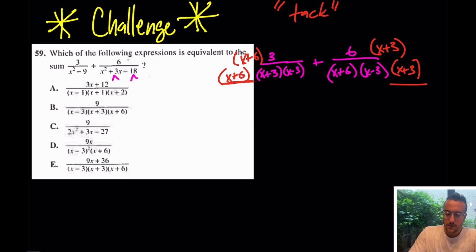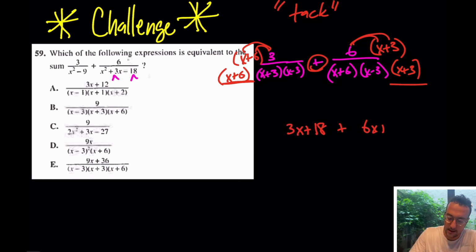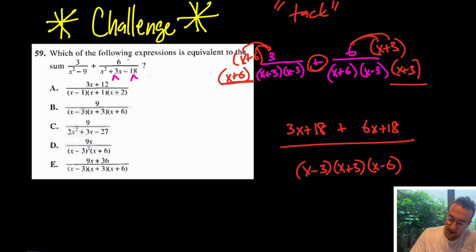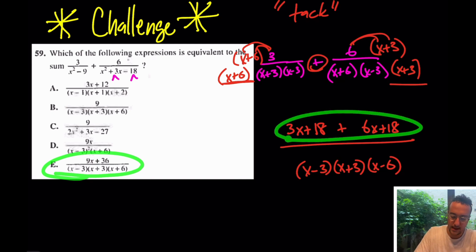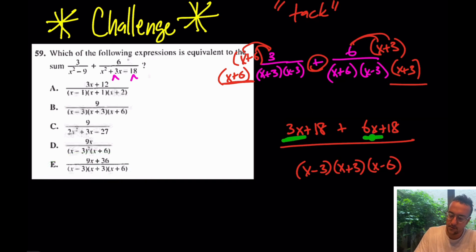In that case, we're just about to be done. We'd have these common denominators, so now we can add, really, this 3 distributing in, this 6 distributing in. We have 3x plus 18 plus 6x plus 18 all over x minus 3, x plus 3, x minus 6, and guess what? Our final answer is E, because this piece right here, 3x and 6x makes 9x, 18 and 18 make 36.